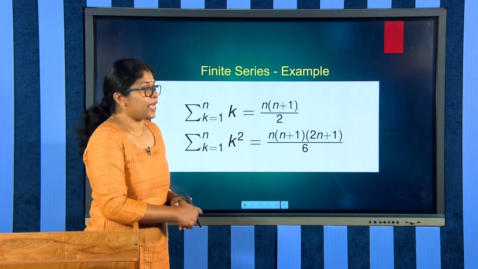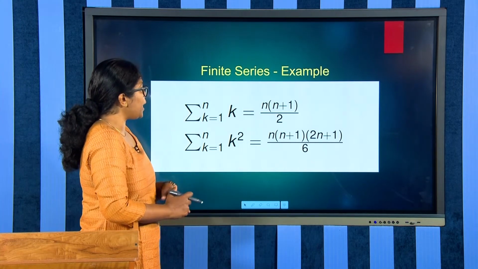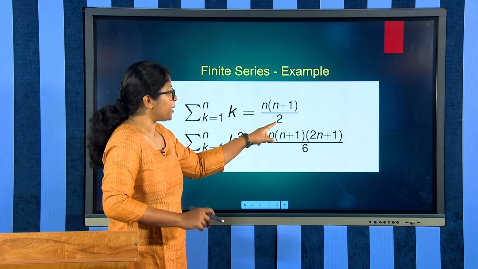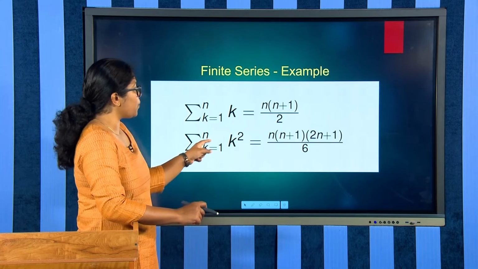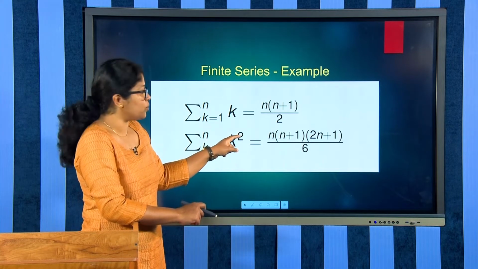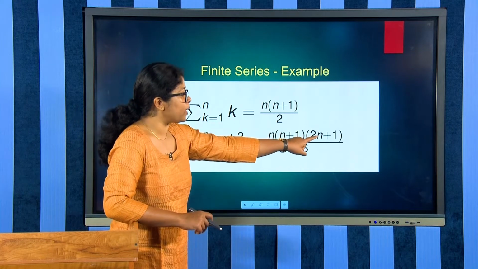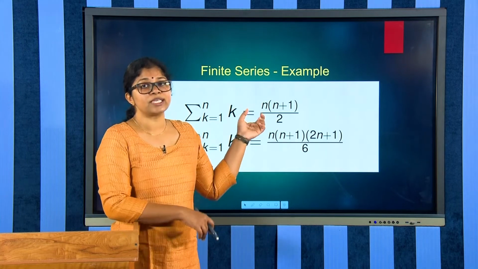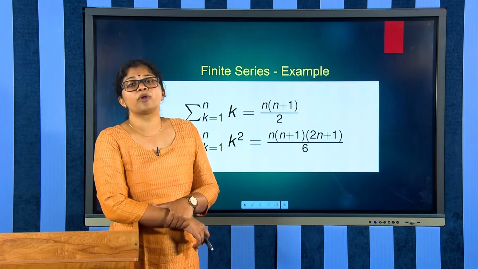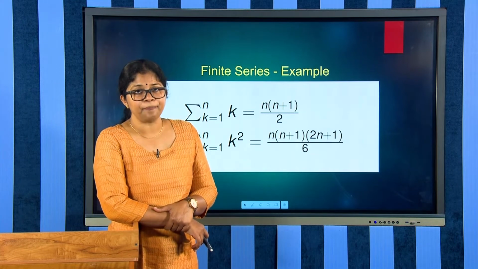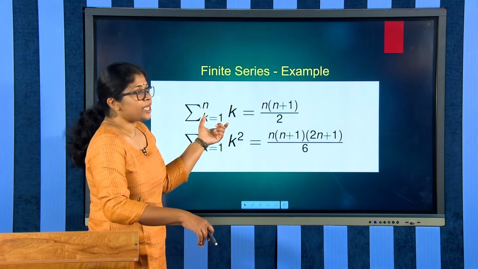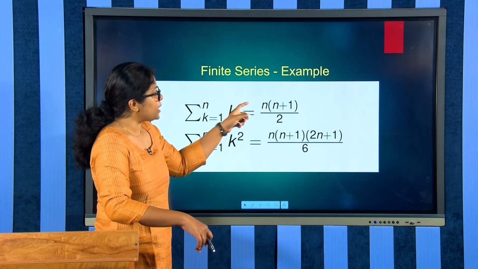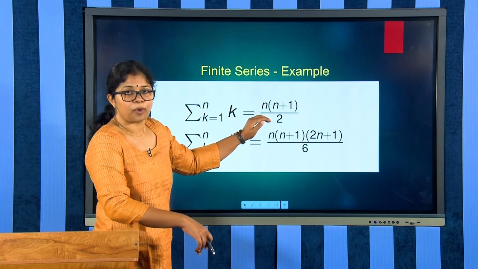As examples we can see summation k equal to 1 to n of k is equal to n into n plus 1 by 2, and summation k equal to 1 to n of k square is equal to n into n plus 1 into 2n plus 1 upon 6. If you remember, we had used these two expressions for proving using mathematical induction. So this notation is given as summation k equal to 1 to n of k is equal to n into n plus 1 upon 2.